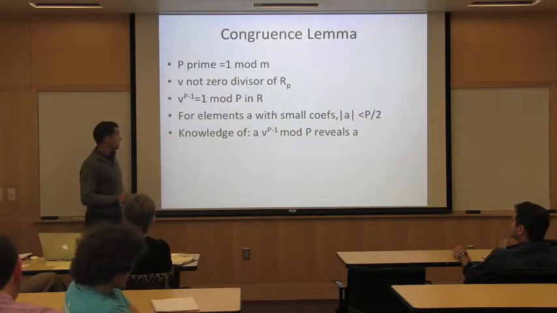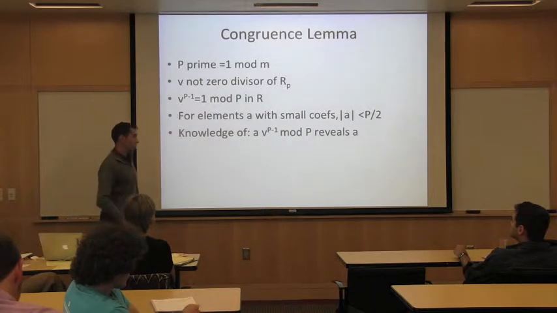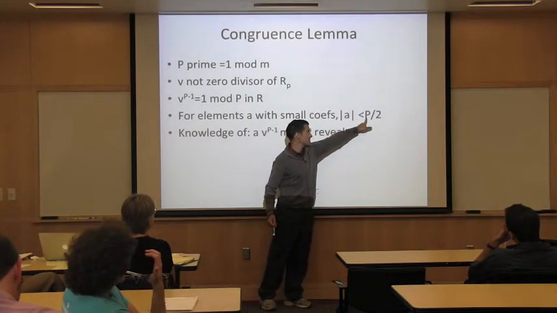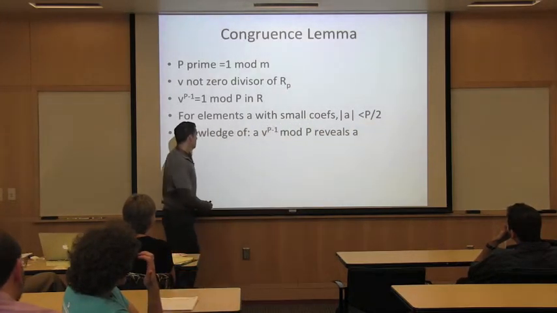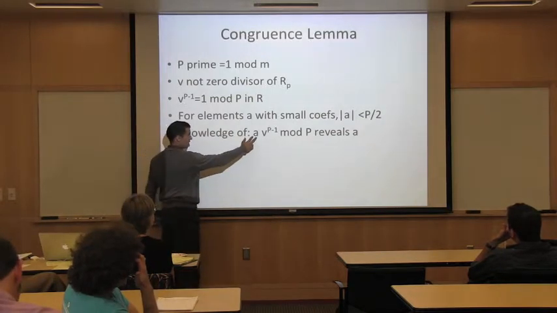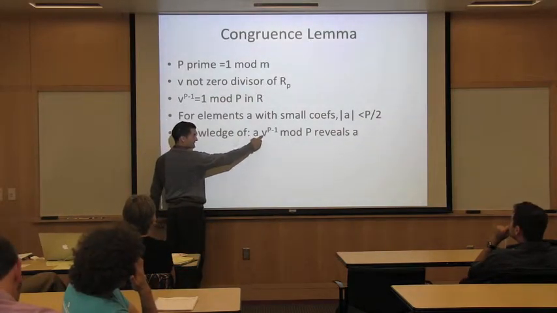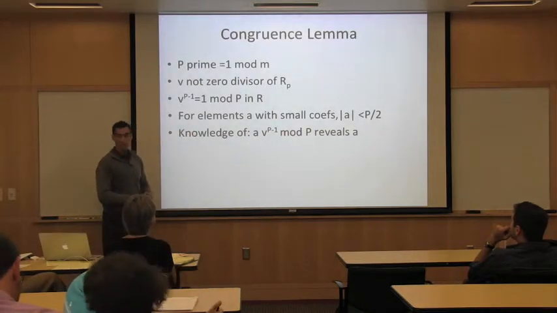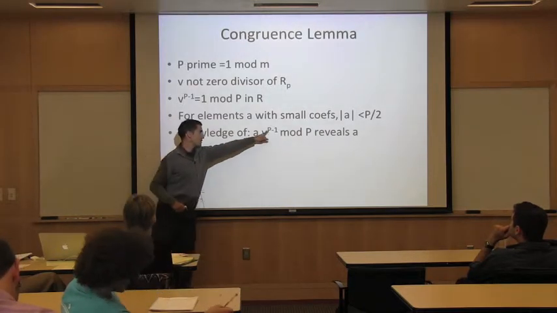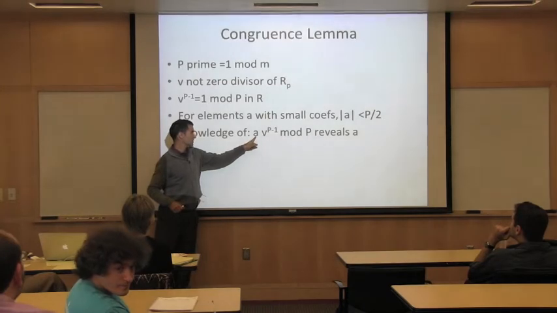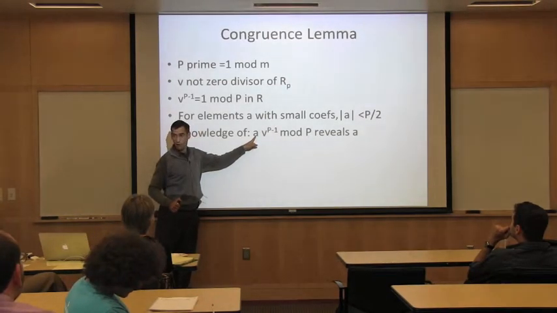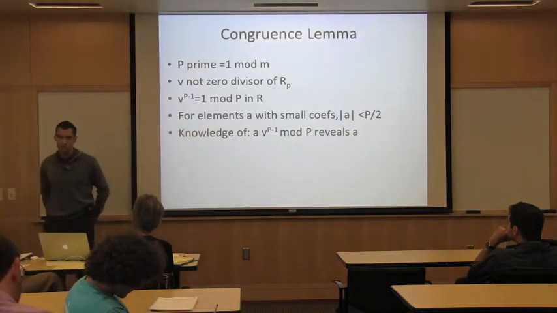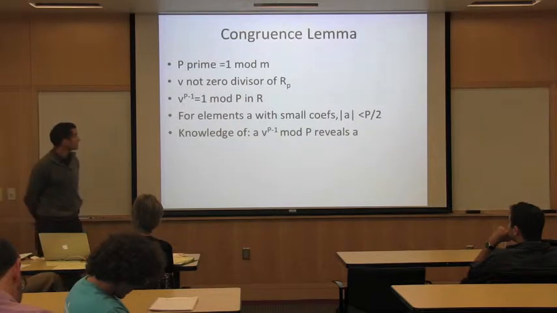That's great because if you have an element in the ring with very small coefficients, say the coefficient norm is less than half of p, and you happen to know the product a times v to the p minus 1 modulo p, well, that actually reveals a, because v to the p minus 1 is congruent mod m to 1. That's all congruent to a mod p, and all the coefficients are small, so you can find it in the ring R. Okay, so that's where the congruence trick comes in. Does that make sense?